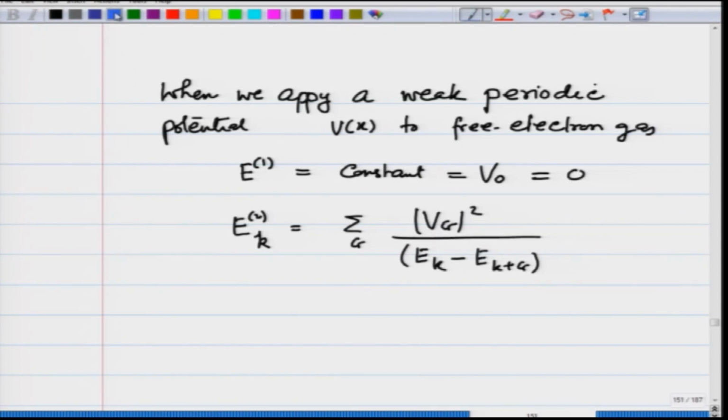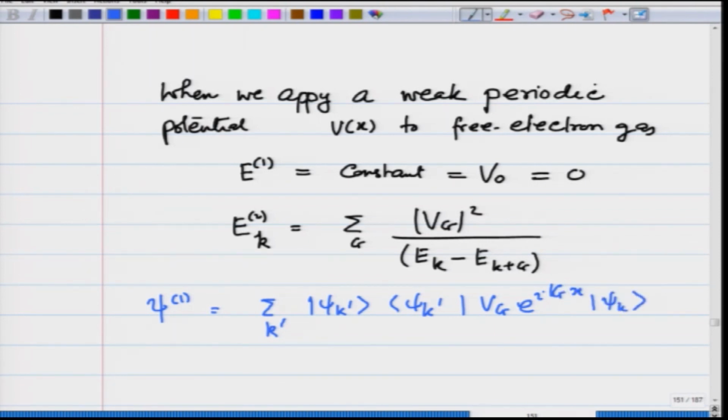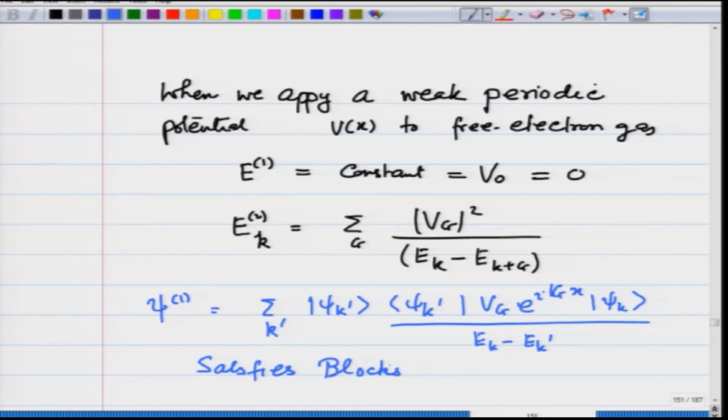By the way, I should also mention that if I calculate psi 1, which is nothing but the summation over k prime of psi k prime V g e raised to i g x psi k over E k minus E k prime, you can easily show that this satisfies the theorem.